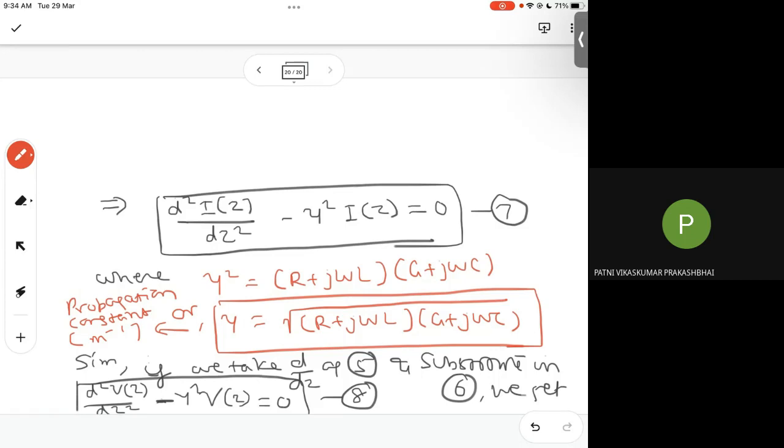Otherwise, I would have just given you the formula: gamma is equal to the square root of (R plus j omega L) times (G plus j omega C). And the physical meaning and significance I'm going to explain, you would not appreciate unless I had derived it. So with this, I stop here because there is a new concept which we are going to start. Today, we talked about one parameter, gamma.